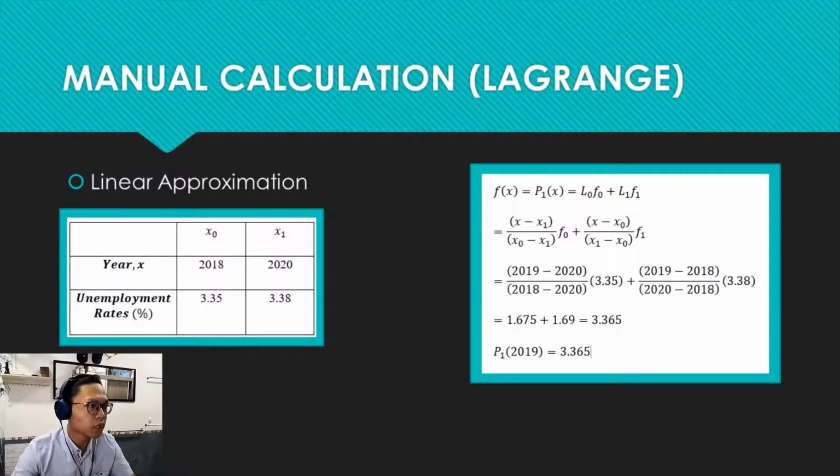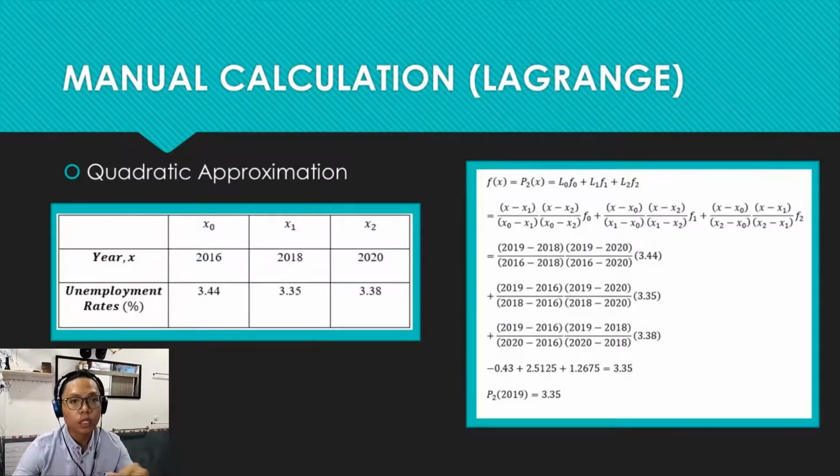For the linear approximation, here is the data. It uses two samples of data, which are 2018 and 2020, with unemployment rates of 3.35 and 3.38. Then we apply the data into the formula. Here is the formula: f(x) = P1(x) = L0 f0 + L1 f1. We insert the data from the table and get the answer: P1 at year 2019 is equal to 3.365. This is for the linear approximation.